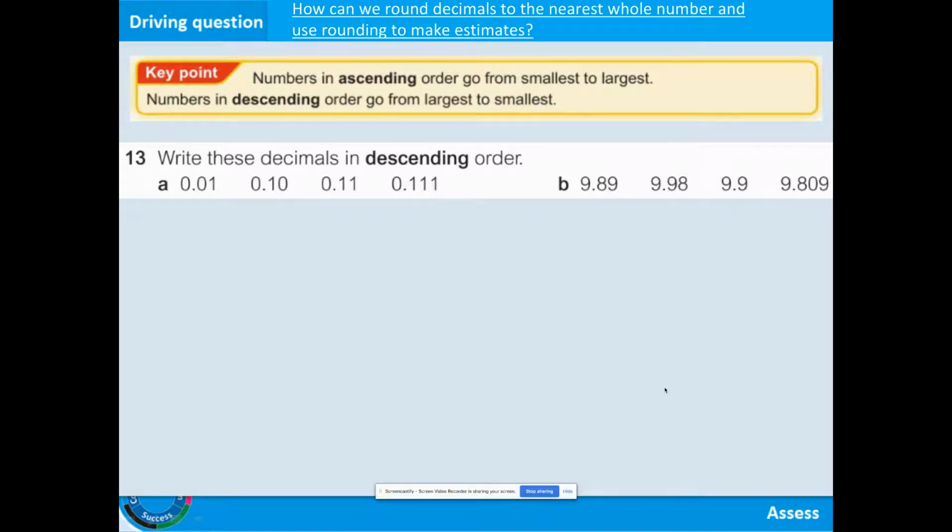Okay, I've copied the key point here so you can just check what ascending and descending means. Have a go at this question on your own. These are to be arranged in descending order. Press pause on the video and then press play when you're ready for the answers.